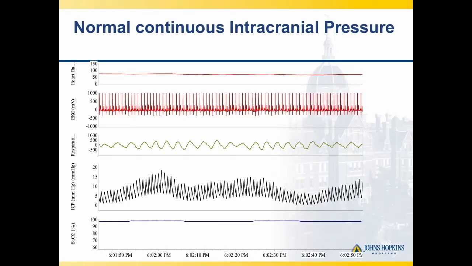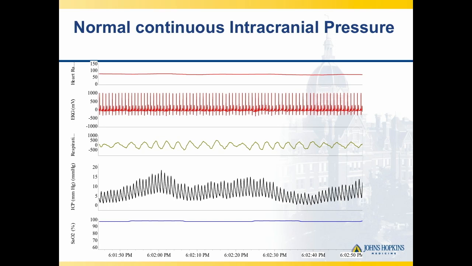So this is what a typical tracing looks like, and I'm going to spend some time orienting you because there will be lots of graphs like this. When we monitor ICP, we don't just record ICP, we record the heart rate and EKG. With plethysmography, we record their respirations, and with a pulse ox, we record their oxygen saturation, because you need multimodality monitoring to actually figure out what's happening to these patients.